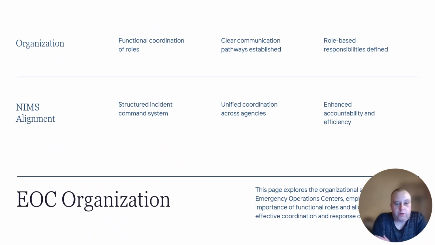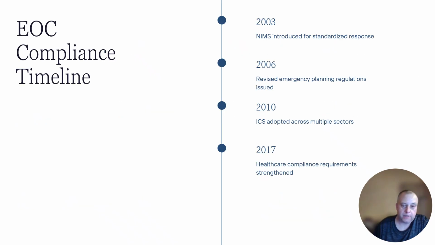And then the organization has functional coordination of roles, clear communication pathways that are established, and role-based responsibilities defined. NIMS has structured incident command management, unified coordination across agencies, and enhanced accountability and efficiency. So it's really bringing together the ability to service a crisis when it happens and coordinate it instead of it being haphazard, where resources can be allocated and combined for effective operations.